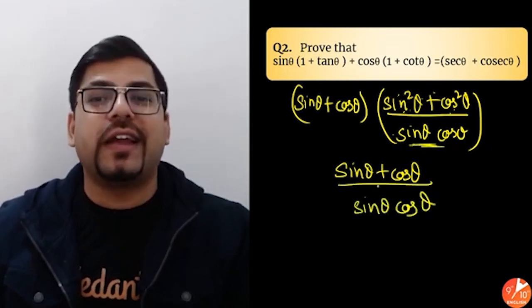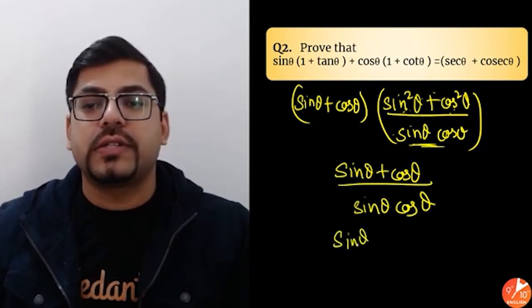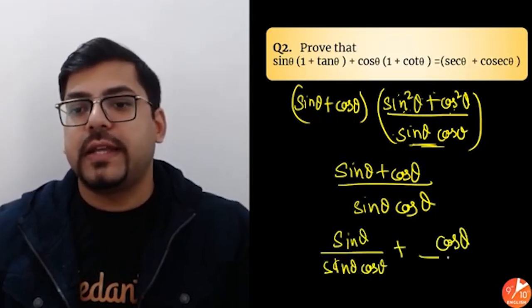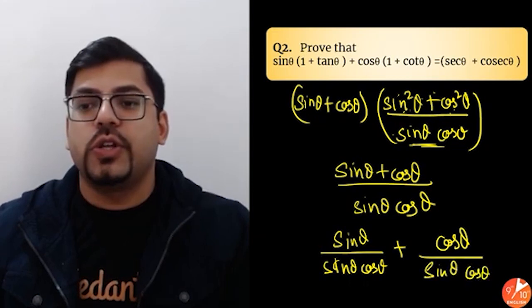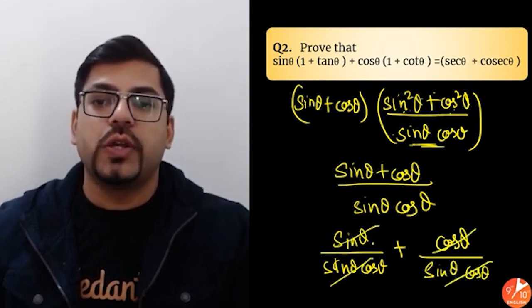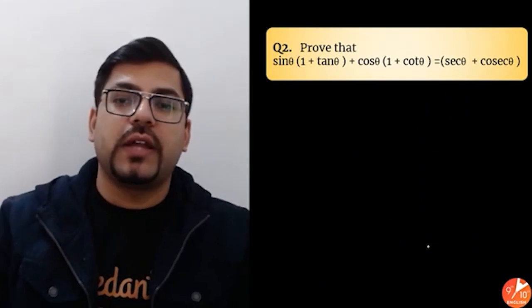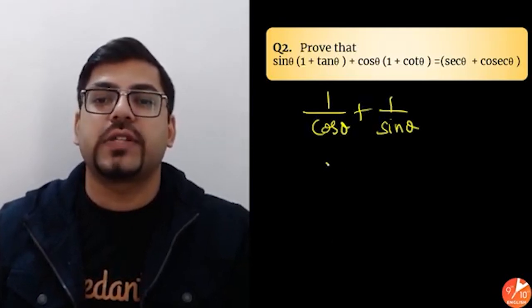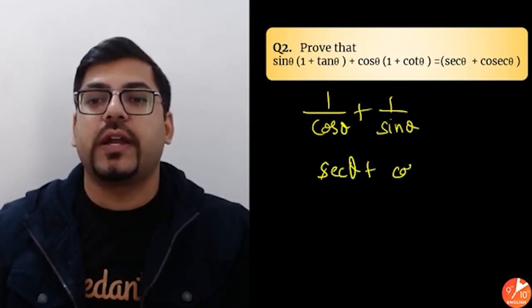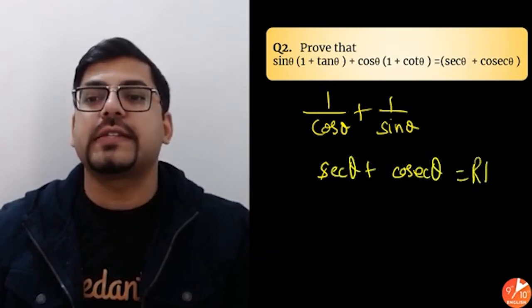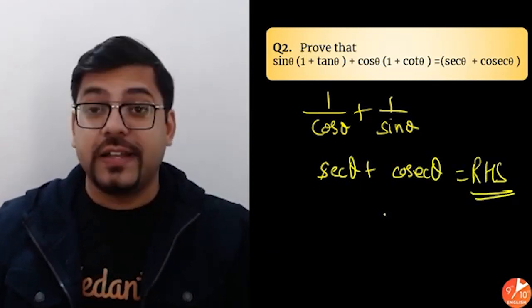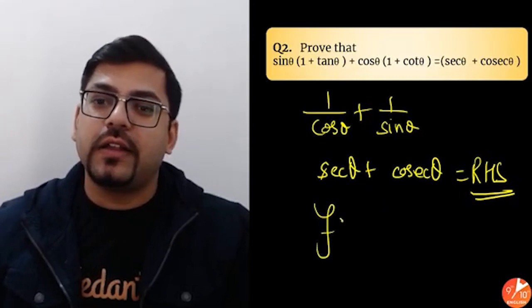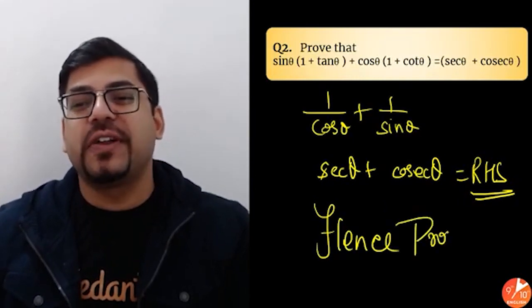So now finally what you can write: sine theta upon sine theta cos theta plus cos theta upon sine theta cos theta. So cos gone, sine gone. You have got 1 by cos here and 1 by sine here. So 1 by cos is nothing but sec, plus 1 by sine is nothing but cosec. So here you get sec theta plus cosec theta, and hence finally this equals RHS. So once you get it equal to RHS, it's pretty simple. You can write hence proved. Okay, I hope you all get it.